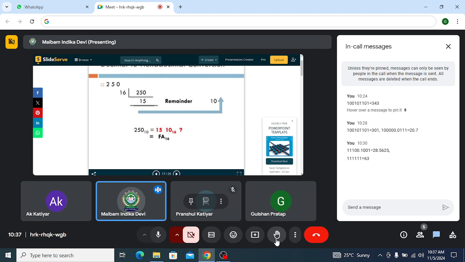Because it starts counting from 0, 1, 2, 3, 4, 5, 6, 7 up to F, right? So if you write 15 like this, it will be treated as 1 and 5 separately, not as 15. Clear? So 15 should be converted to the hexadecimal equivalent. 15 is what? F. 10 is A. So you should write like this. If you write like this, it will be wrong. It will not be 1510.